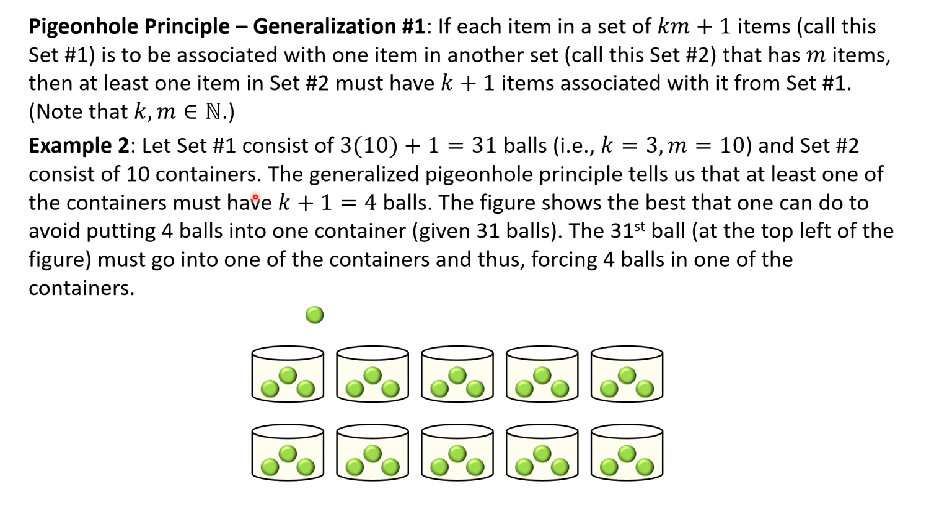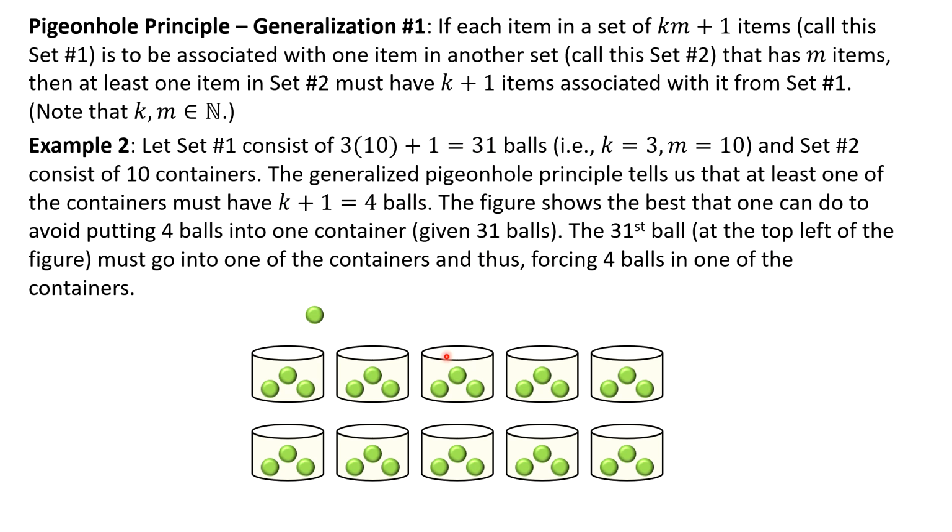So maybe an example will make this a little bit clearer. Let set number 1 consist of 3 times 10 plus 1 equals 31 balls. So I'm just breaking out here. k is 3, m is 10. And set 2 has 10 containers. The generalized pigeonhole principle tells us that at least one of the containers must have k plus 1, or 4, balls. So again, we can do sort of a worst case analysis.